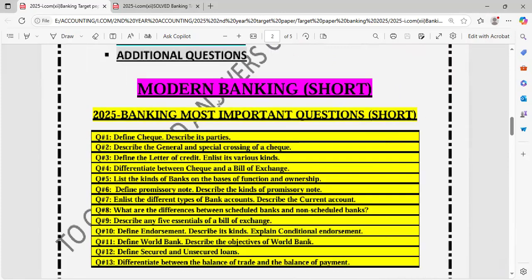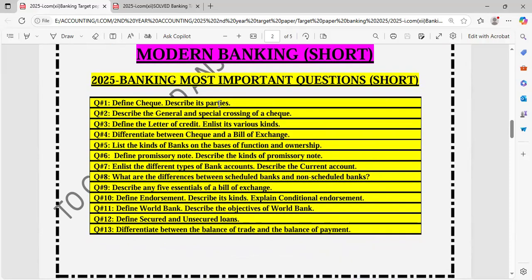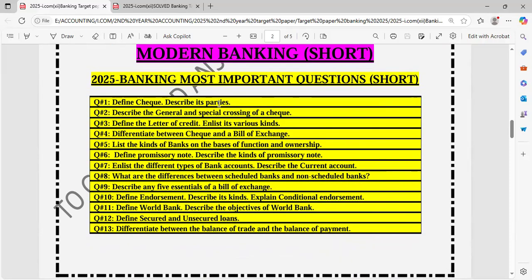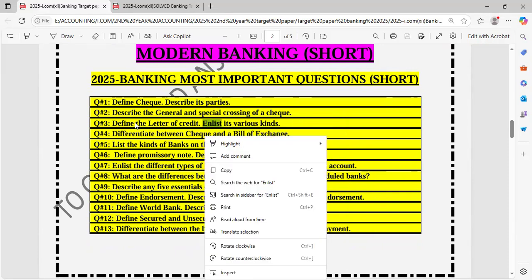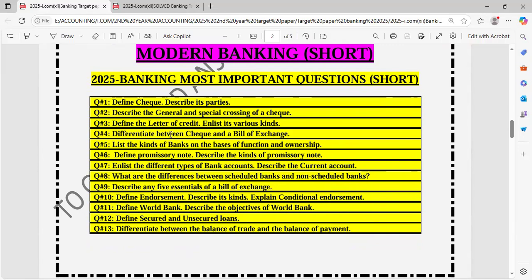For the most important questions, the first question is: define check and describe its parties. The second is extracted from general and special crossing; you have to write general crossing and special crossing. Then we have letter of credit and its various kinds. It says enlist, which means you have to write just the names. You don't have to describe them. Then differentiate between check and bill of exchange, then kinds of bank on the basis of functions and ownership. This is also enlist; you have to just write the names.